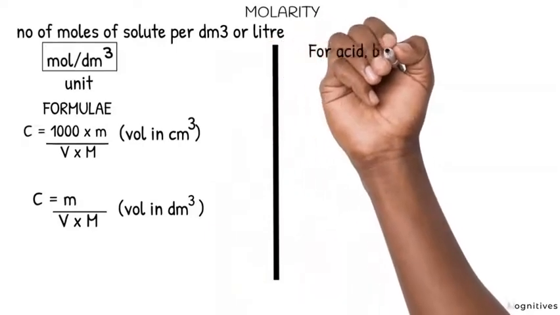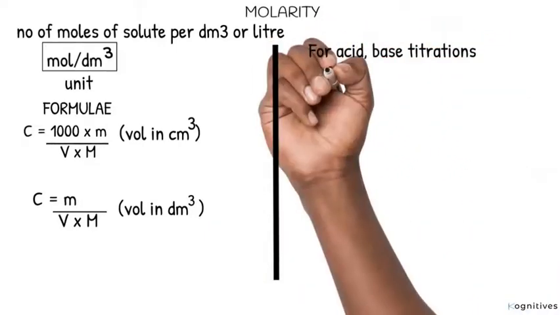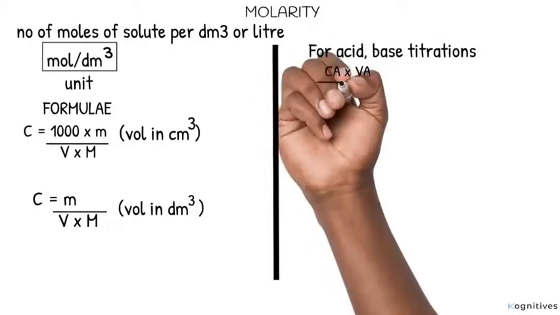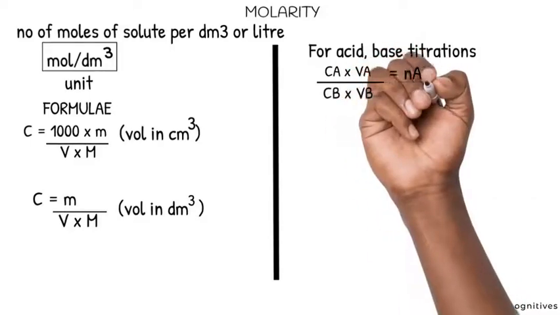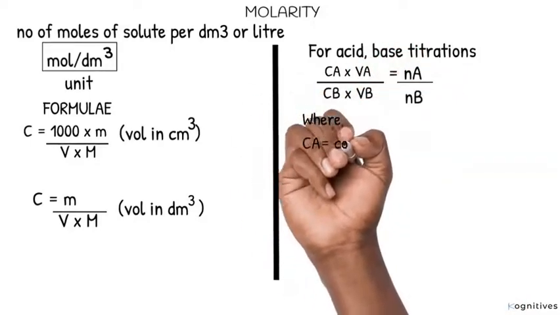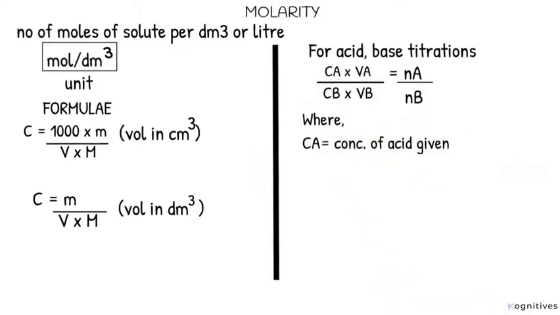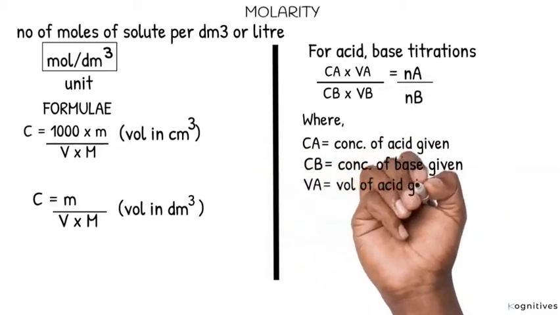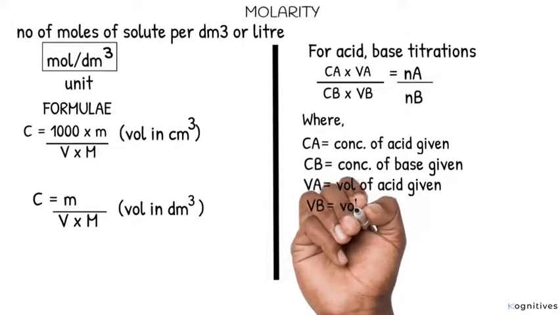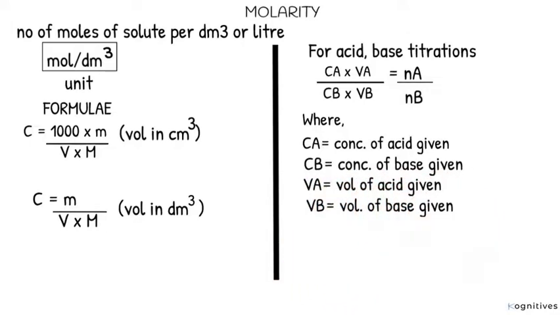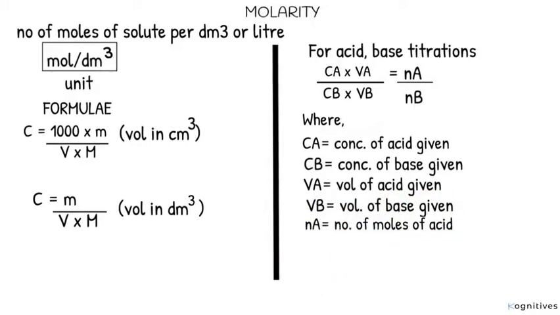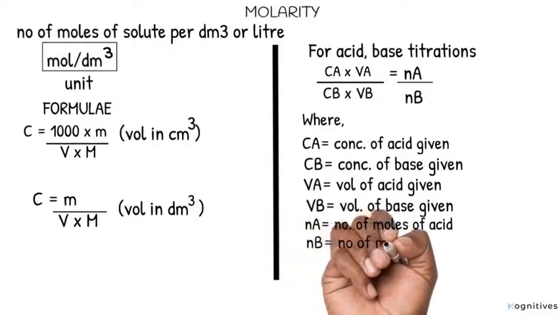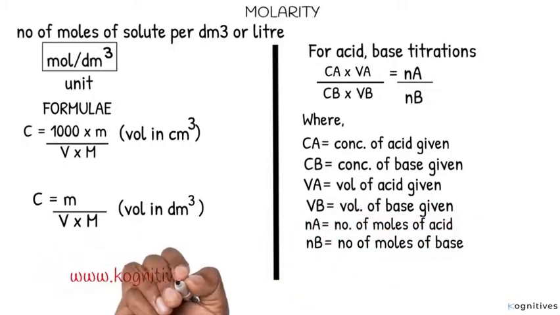3. For acid-base titrations or reactions, Ca times Va divided by Cb times Vb is equal to Na divided by Nb, where Ca is equal to the concentration of acid given, Cb is equal to the concentration of base given, Va is equal to the volume of acid given, Vb is equal to the volume of base given, Na is equal to the number of moles of acid reacting, and finally Nb is equal to the number of moles of base reacting.